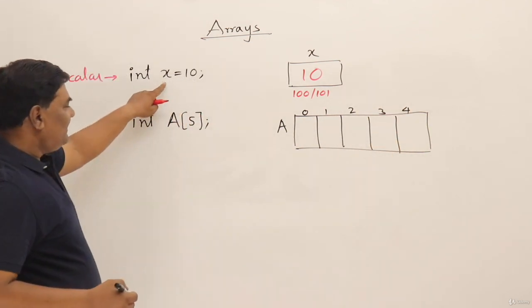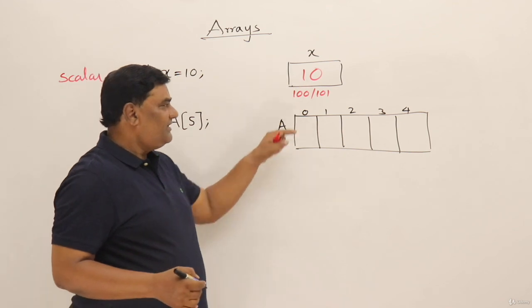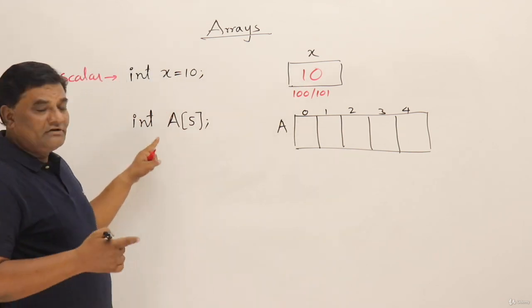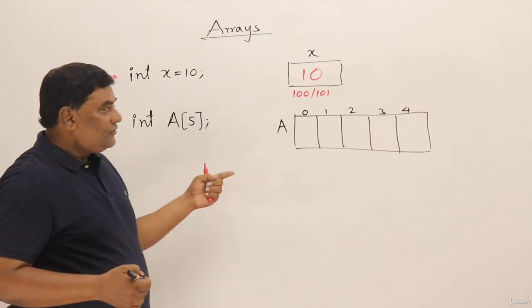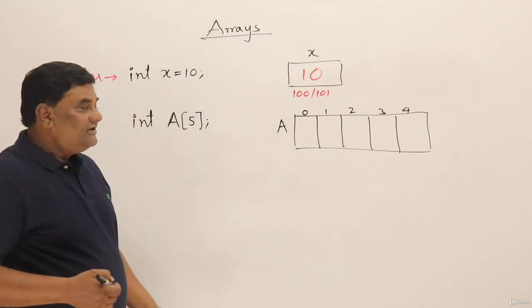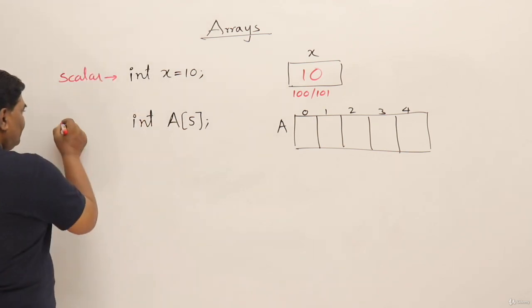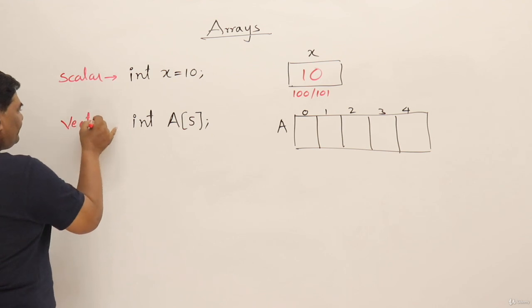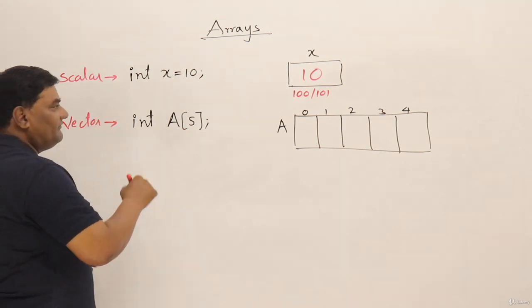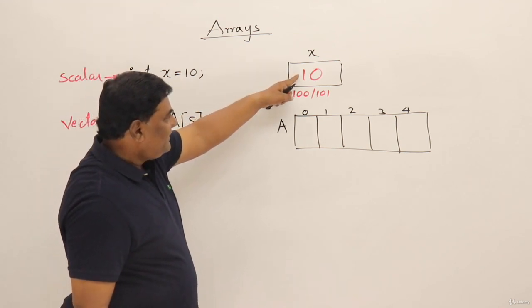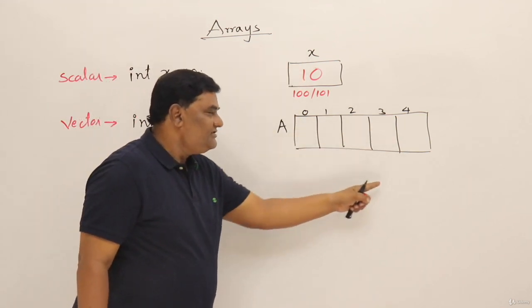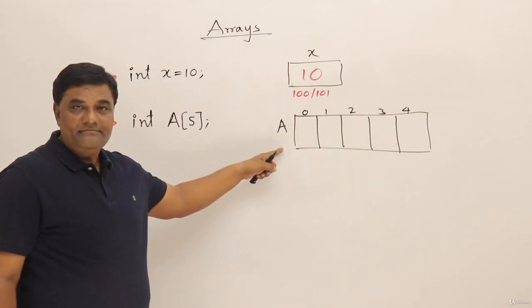Now here this is a scalar variable where I can store just one value. This is a vector variable which is also having a dimension. It's a single dimension. So I can store a total of 5 values in this one. So we can call this variable a vector variable. So arrays are vector variables. This is a single integer under name x. These are 5 integers under name A.